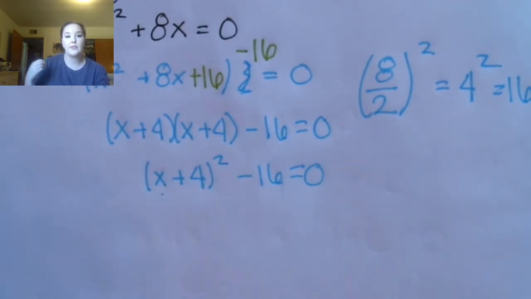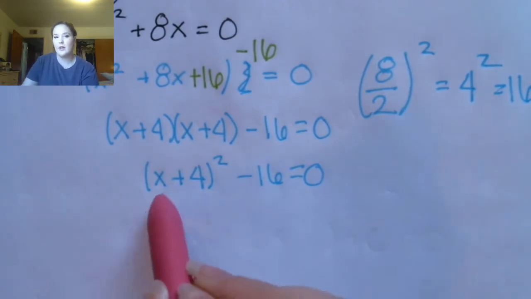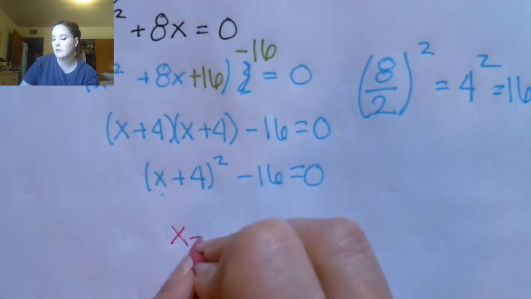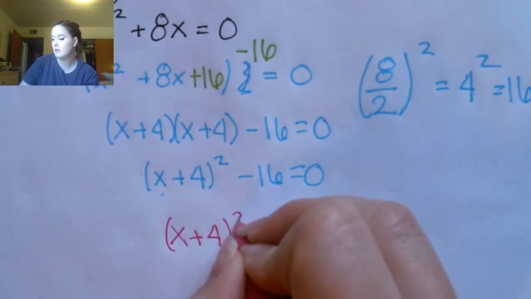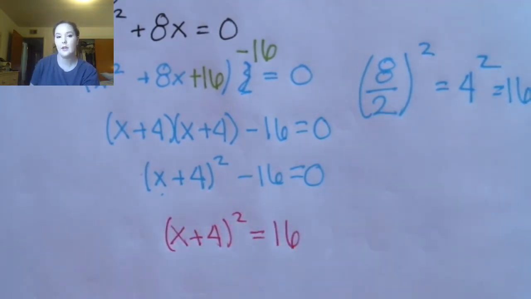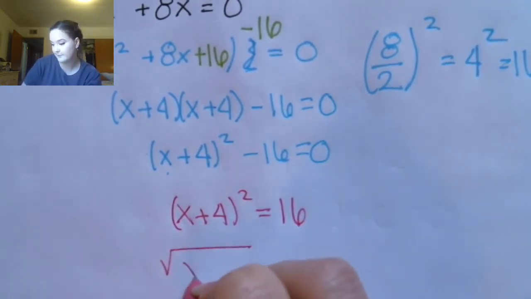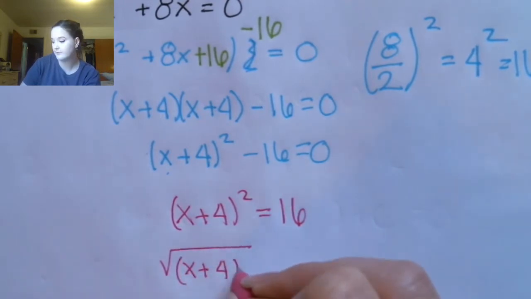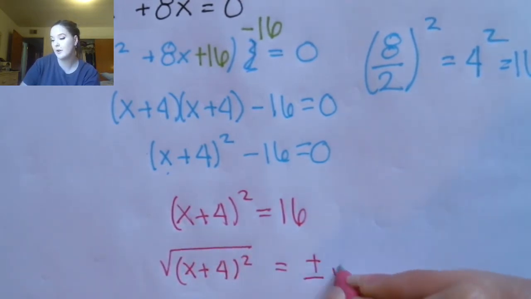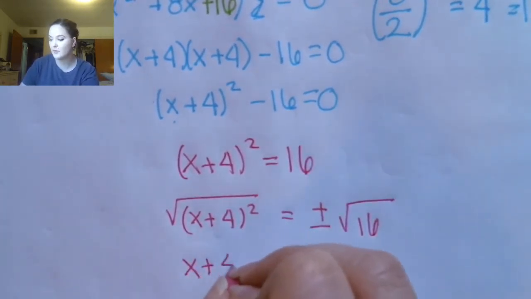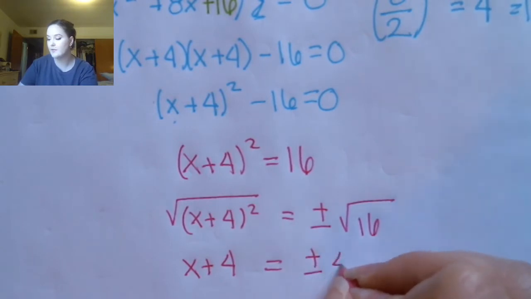Now we're going to finish up our solving by using extraction of roots. When we extract roots, you know that we want to isolate the square part, which is here. So we're going to add 16 to both sides. Then we're going to square root both sides, and we're not going to forget about the plus or minus. So this leaves me with x plus 4 equals plus or minus 4.